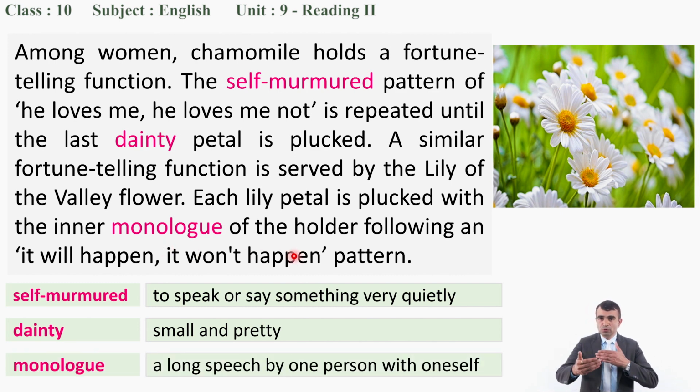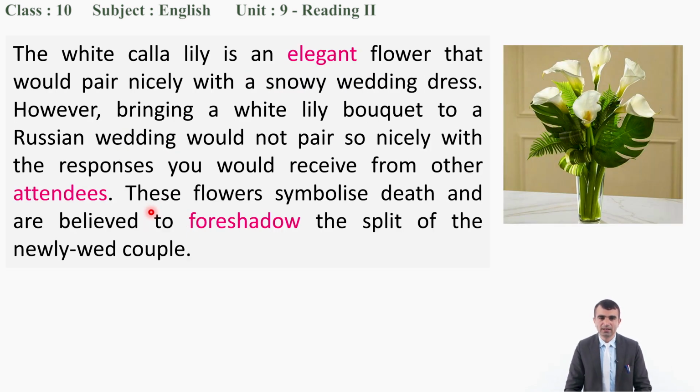If two people are speaking, it is a dialogue. If one person is speaking, it is a monologue, a long speech by one person with oneself. Well, there are two flowers that have a fortune-telling function. What are they? The same chamomile and the lily of the valley flower. They are used for fortune telling.